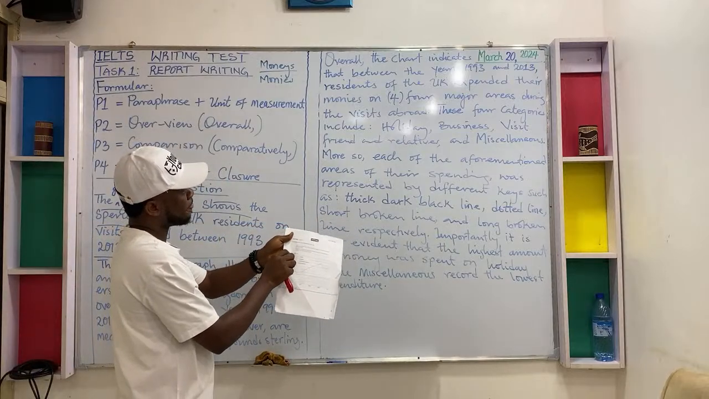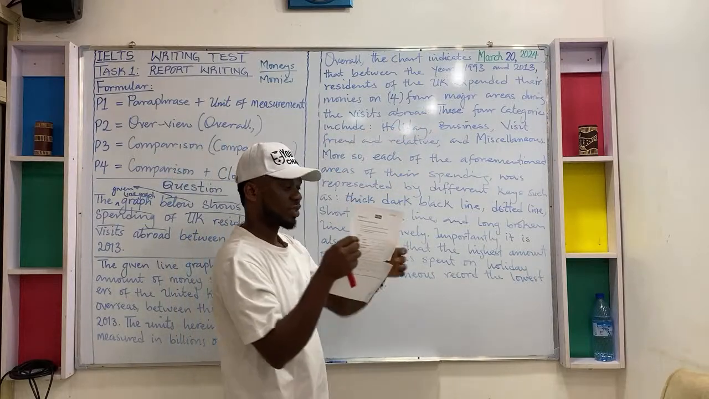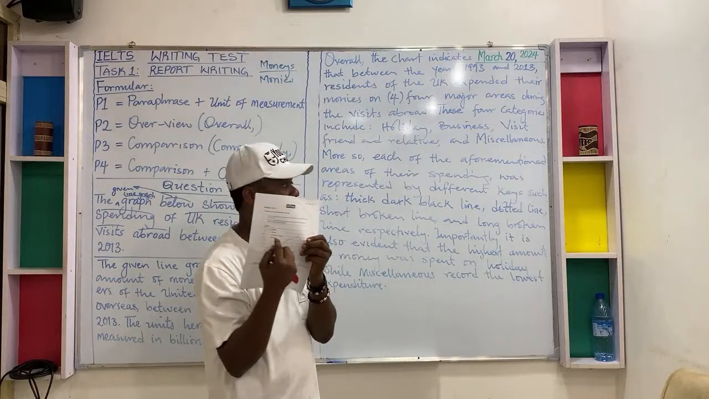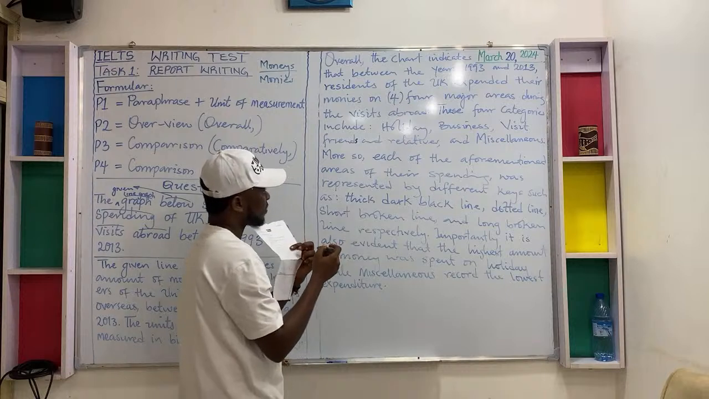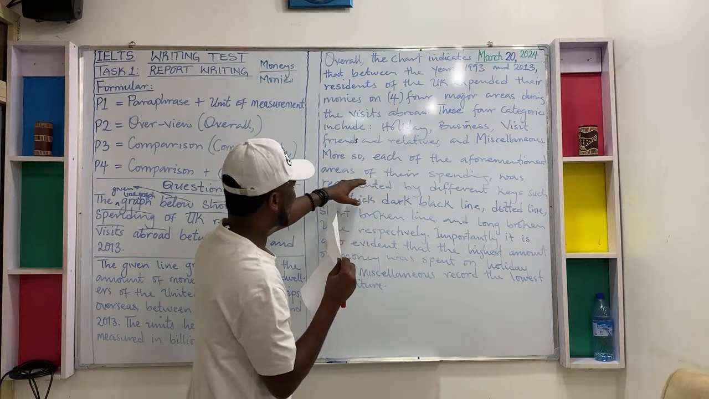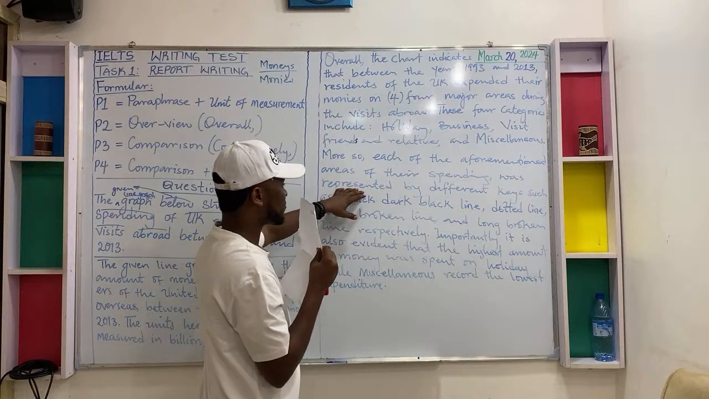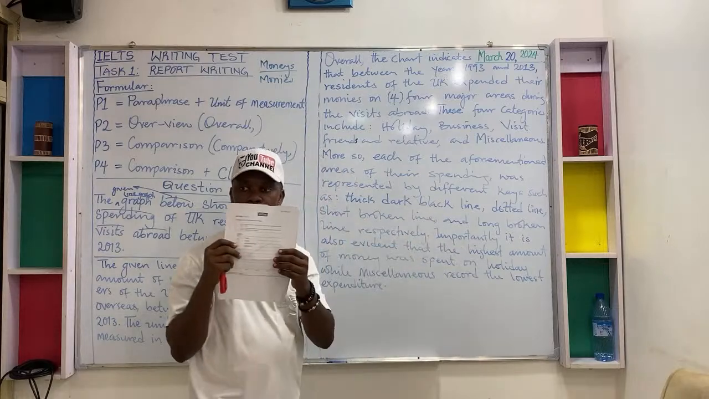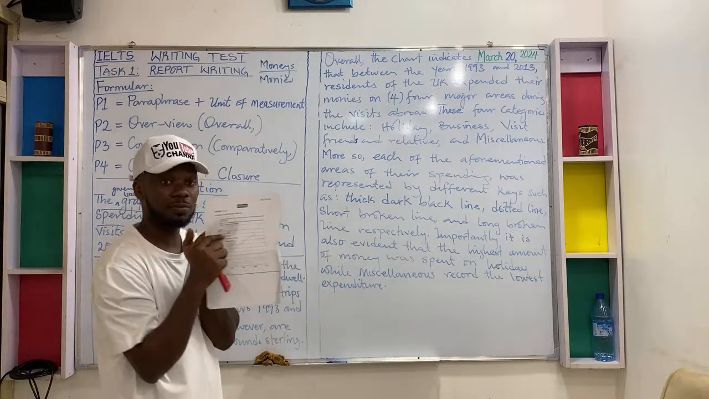They are outlined here. So these four categories include holiday. So you see holiday here, right? Then you have business. It's also there. You have visit friends or relatives, is also there. And you have miscellaneous. More so, each of the aforementioned areas of your spending was represented by different keys, such as thick, dark, black line. So when you look at your chart, you see that the line before the holiday is a dark one, right?